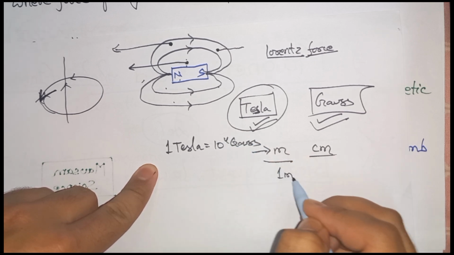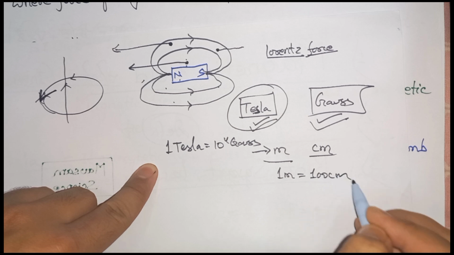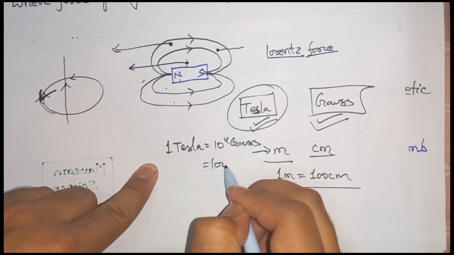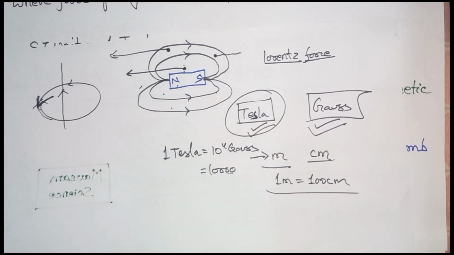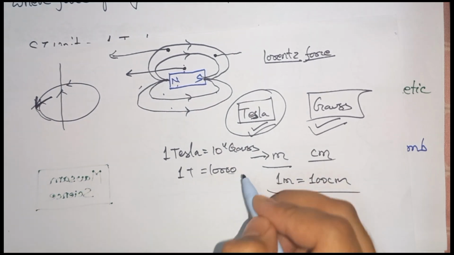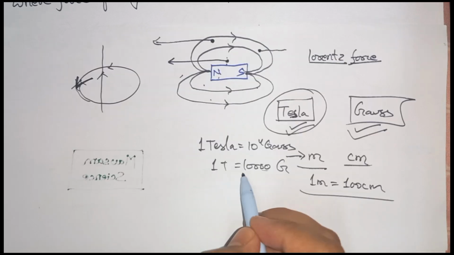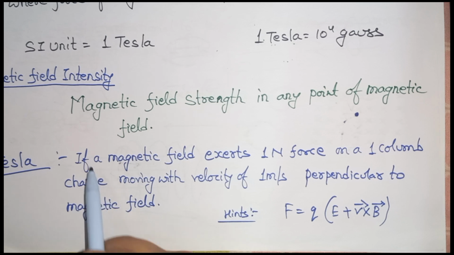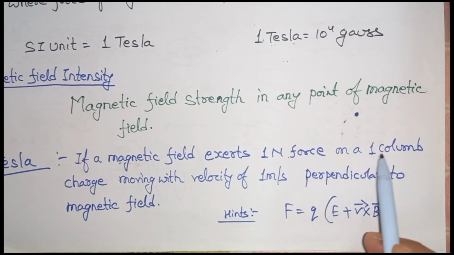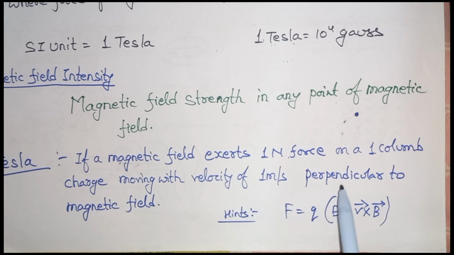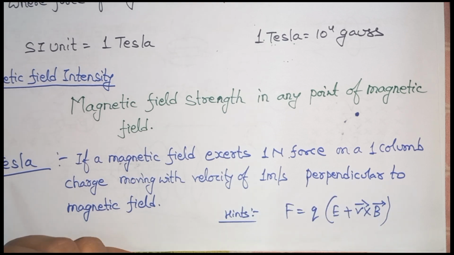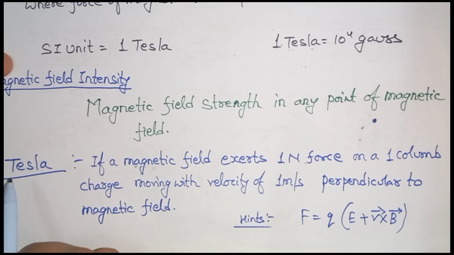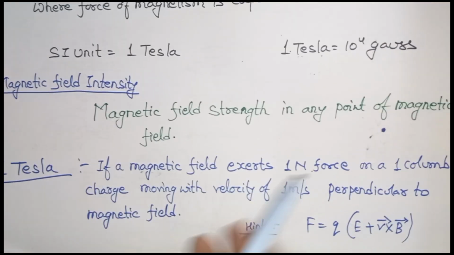Suppose 1 meter is equal to how many centimeter? 100 centimeter. You can relate it this way. 10 to the power 4 means after 1 there are 4 zeros. So 1 Tesla means 10,000 Gauss. Now, if a magnetic field exerts 1 Newton force on a 1 coulomb charge moving with the velocity of 1 meter per second perpendicular to the magnetic field, that is called 1 Tesla. It is mentioned over here. This one is 1 Tesla.